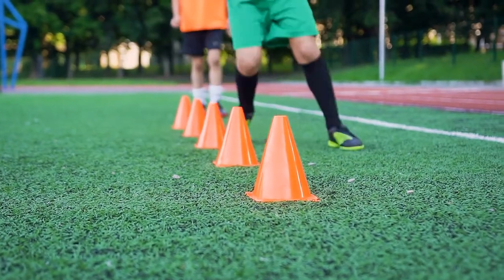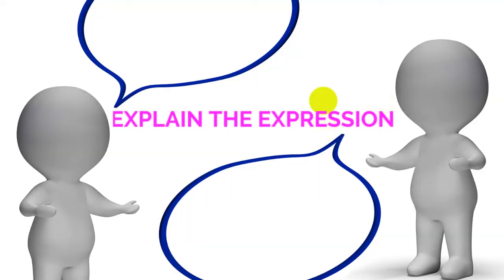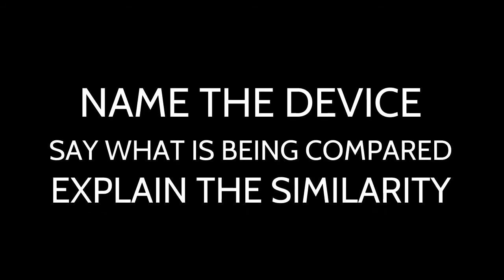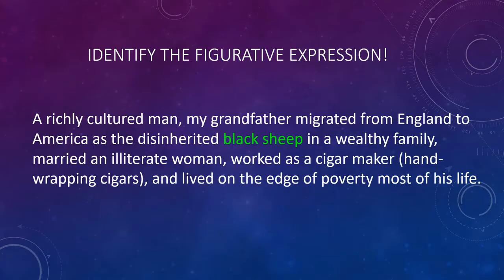Now you try. Explain the figurative expression that is in bold. Remember to name the device, state the 2 things being compared, and explain how they are similar. A richly cultured man, my grandfather migrated from England to America as the disinherited black sheep in a wealthy family, married an illiterate woman, worked as a cigar maker, hand wrapping cigars, and lived on the edge of poverty. Okay, so we're explaining the figurative expression black sheep.